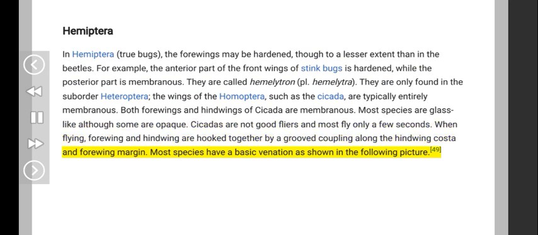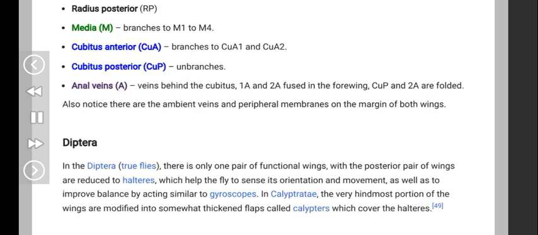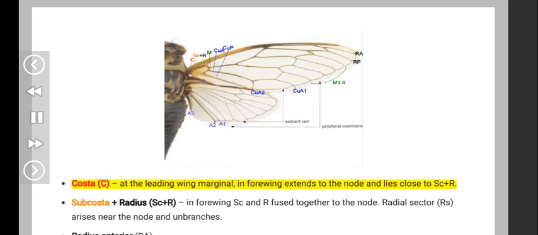Most species have a basic venation as shown in the following picture. 49. Costa C, at the leading wing margin, in forewing extends to the node and lies close to SC plus R. Subcosta plus radius SC plus R, in forewing SC and R fuse together to the node. Radial sector Rs arises near the node and is unbranched. Radius anterior RA. Radius posterior RP.